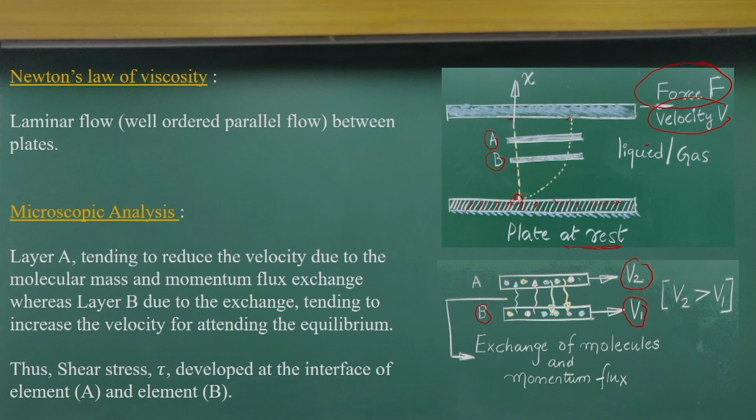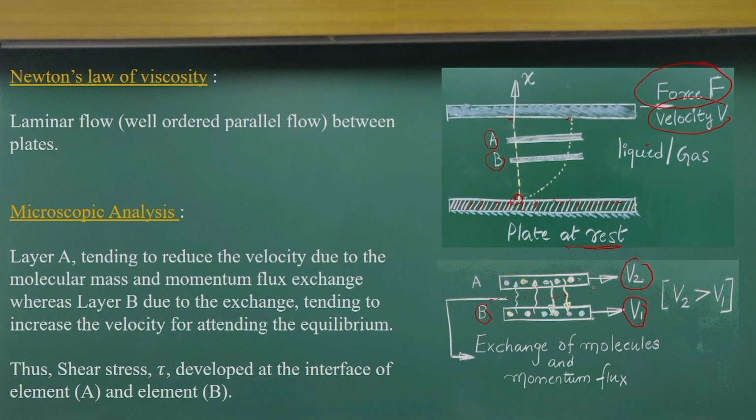So, if you look at it, when the 2 packets are moving, one has a higher velocity and the other a lower velocity. At this interface, we can say that it is a virtual interface; there is no real interface there.